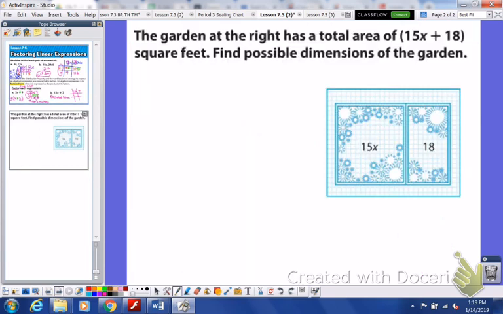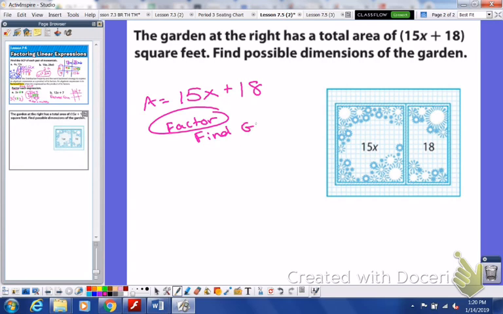All right, one more problem. The garden at the right has a total area of 15x plus 18 square feet. Find the possible dimensions of the garden. So area equals 15x plus 18, because this section is 15x and this section is 18. You know that area is length times width for a rectangle, so I'm looking for two things multiplied together that would give me 15x plus 18. So we are going to factor it, which means I want to find my GCF.